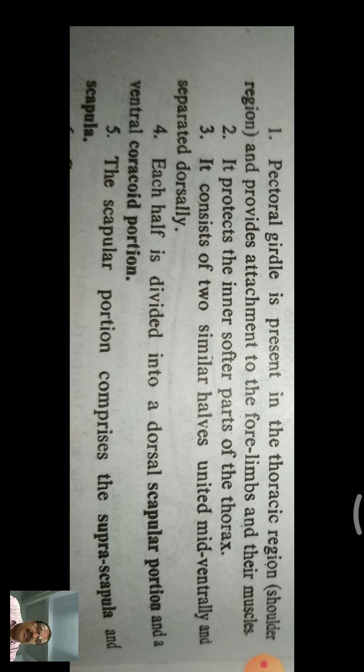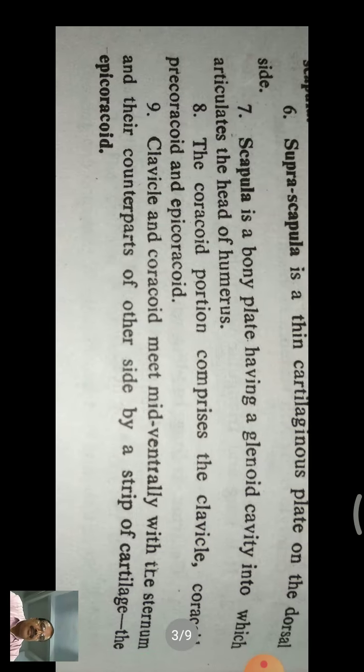The scapular portion comprises the suprascapula and scapula. The suprascapula is a thin cartilaginous plate on the dorsal side. The scapula is a bony plate having a glenoid cavity into which the head of the humerus articulates.